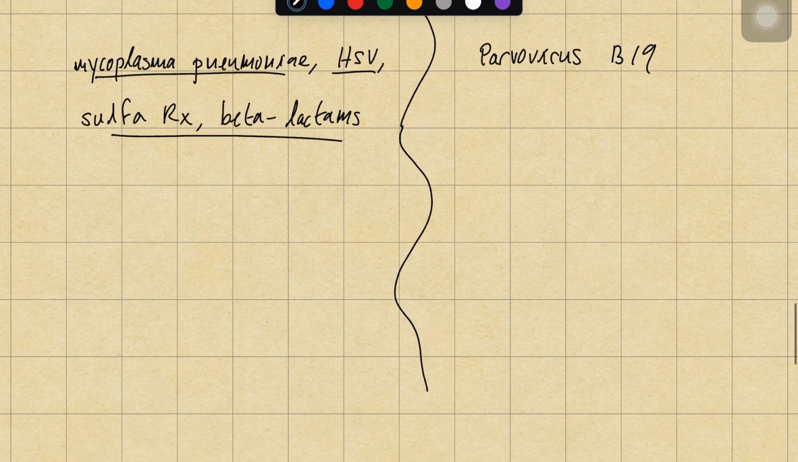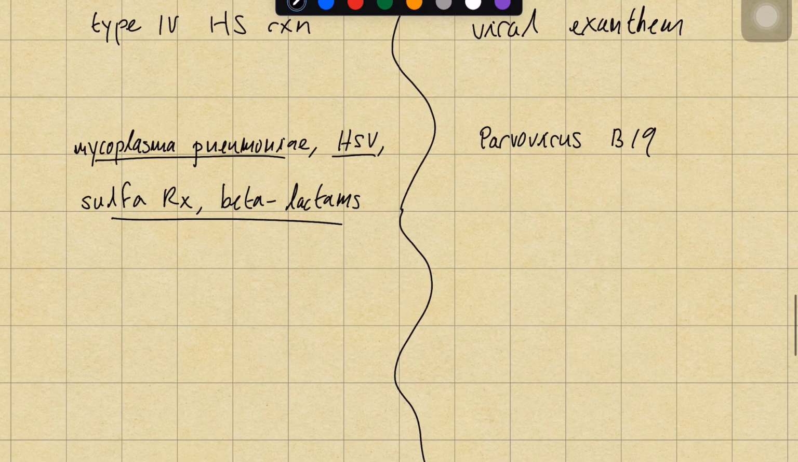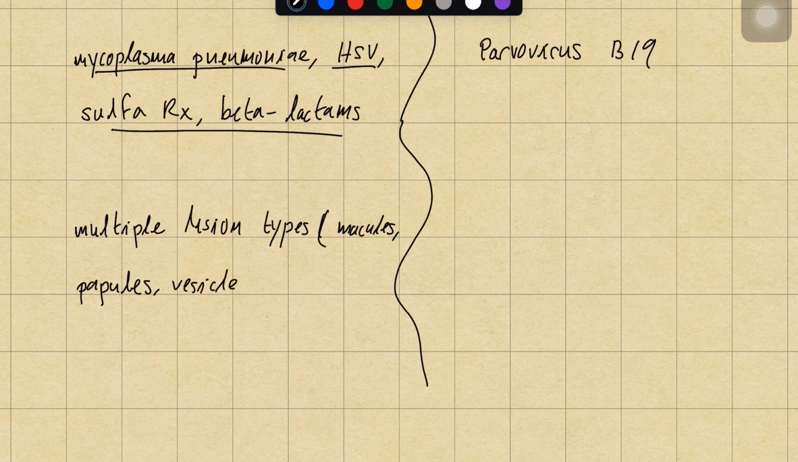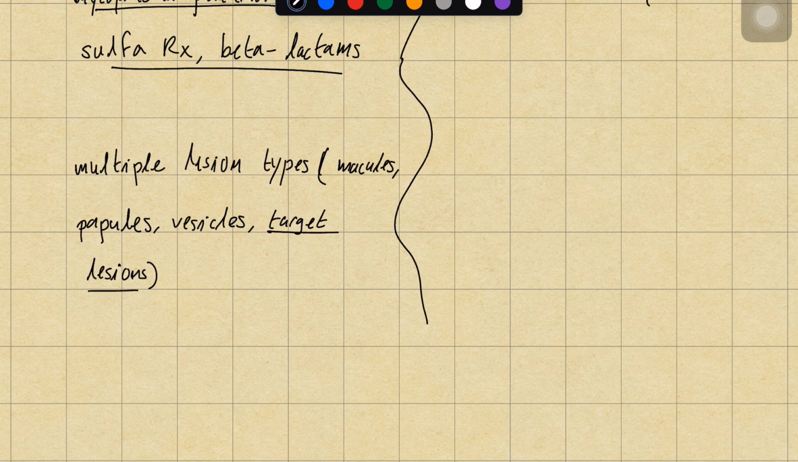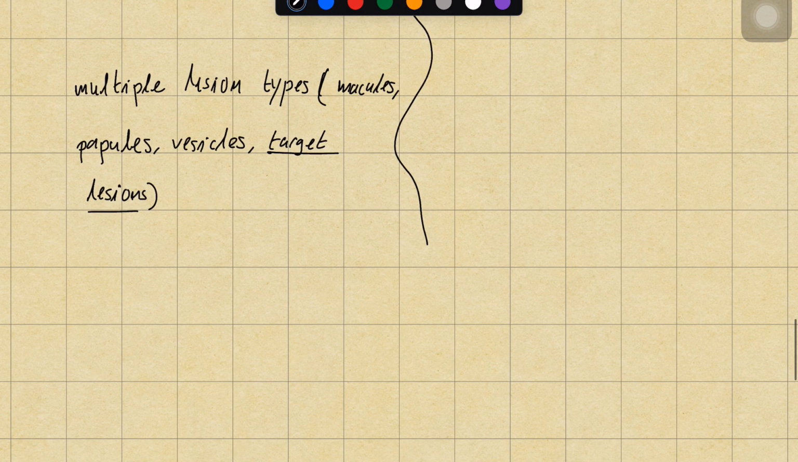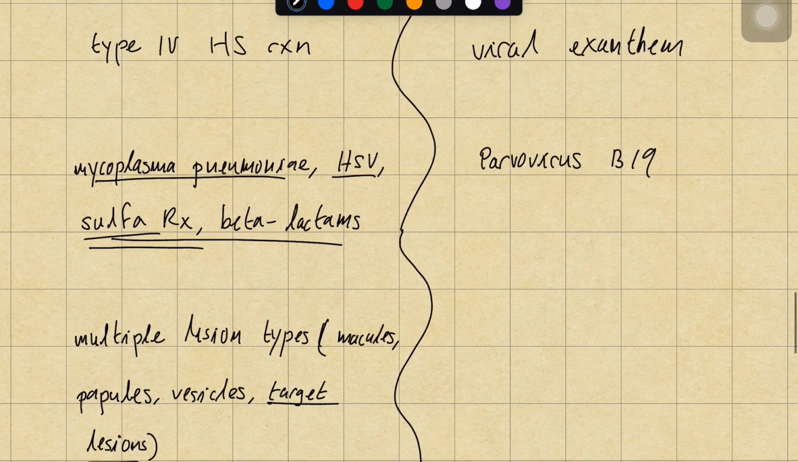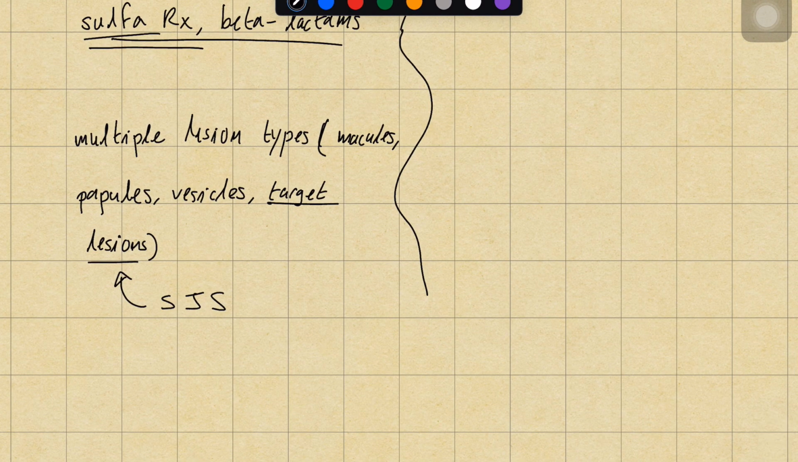Let's keep going down the line. How does erythema multiforme present clinically? As is in the name, multiforme, there are multiple types of lesions. That includes macules, papules, vesicles, but specifically it also has these target or targetoid lesions. You will specifically see these target lesions in something related to sulfa drugs, specifically Stevens-Johnson syndrome. So look out for those target lesions in Stevens-Johnson syndrome, which is, again, a type 4 hypersensitivity reaction to certain drugs, and it's a medical emergency.